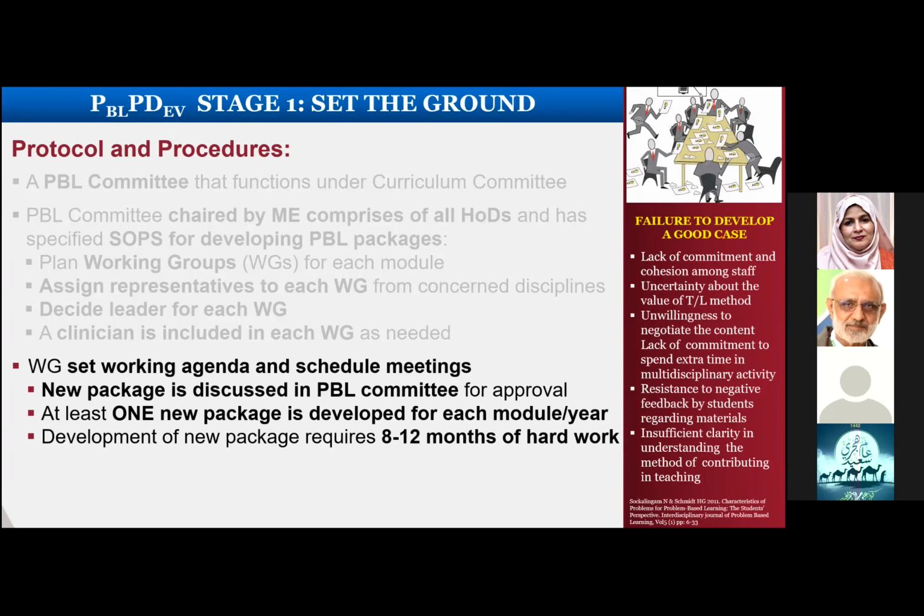The working group sets its working agenda and schedules the meetings. The new package is discussed in the PBL committee for approval. At least one new package is developed for each module per year. That is always the target. It might not be achieved all the time, but if you push the people around and ask them to do it, usually they are able to develop at least one PBL package. One PBL package means for each module. So if you have 11 modules or 10 modules in a year, you are able to get 10 or more new packages.